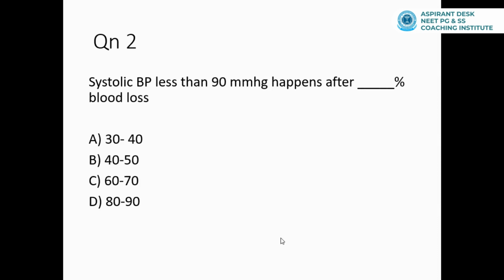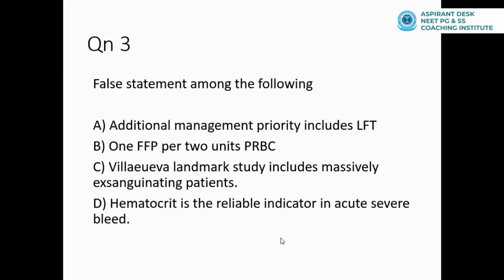The second question is, systolic BP less than 90 millimeters of mercury happens after what percentage of blood loss. This question is actually taken from Sebastian, and it is also present in Bailey. The options are 30 to 40%, 40 to 50%, 60 to 70%, and 80 to 90%. The answer is 30 to 40%. Only after 30 to 40% of blood loss will the systolic BP go down to less than 90 millimeters of mercury.